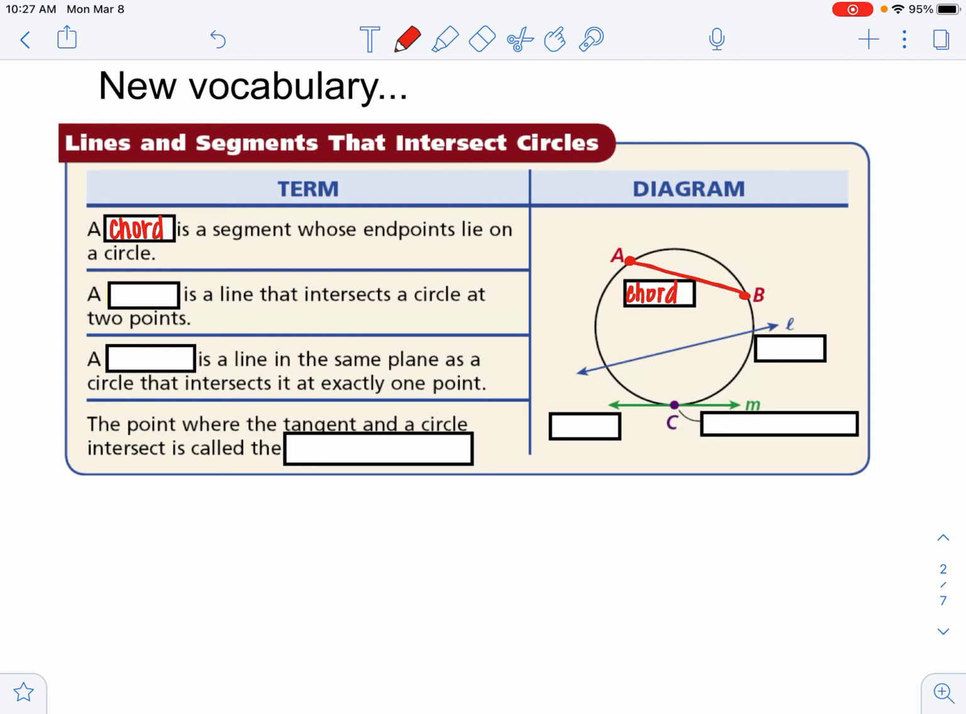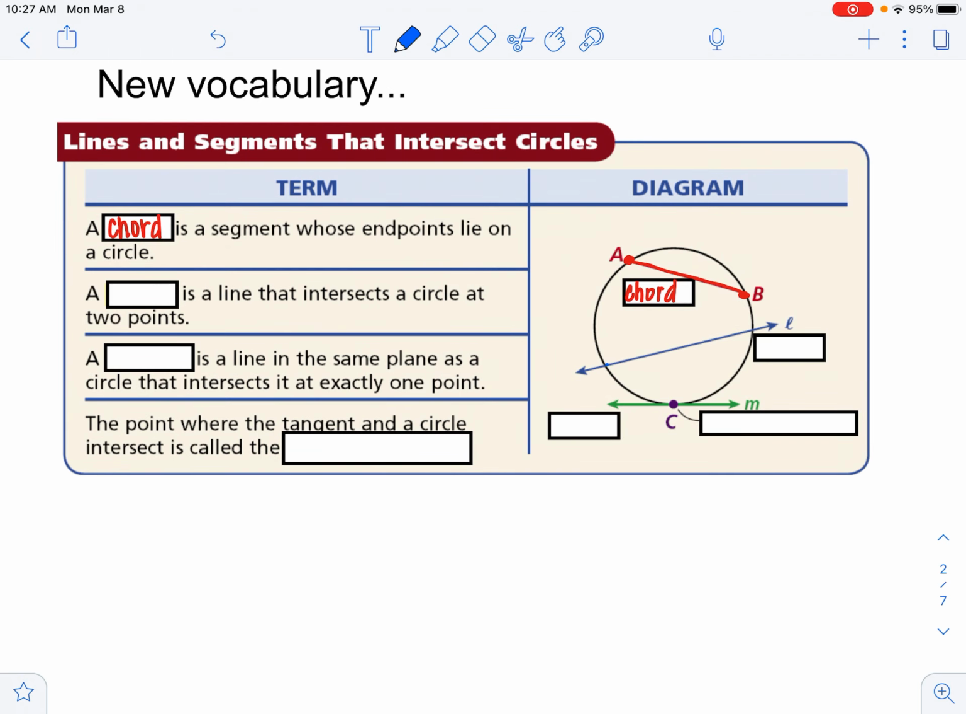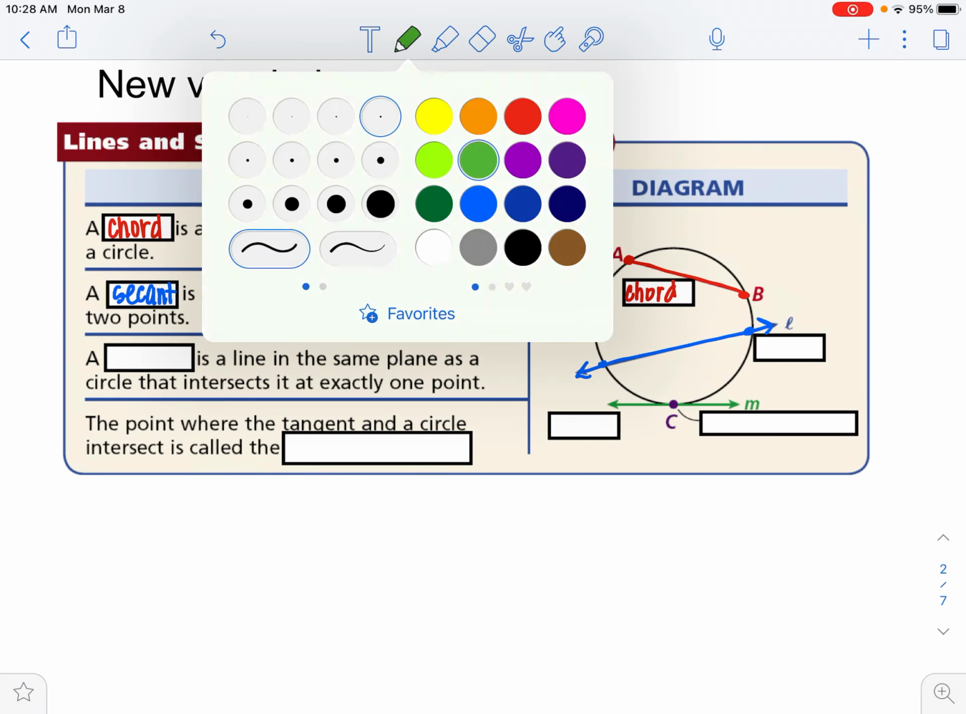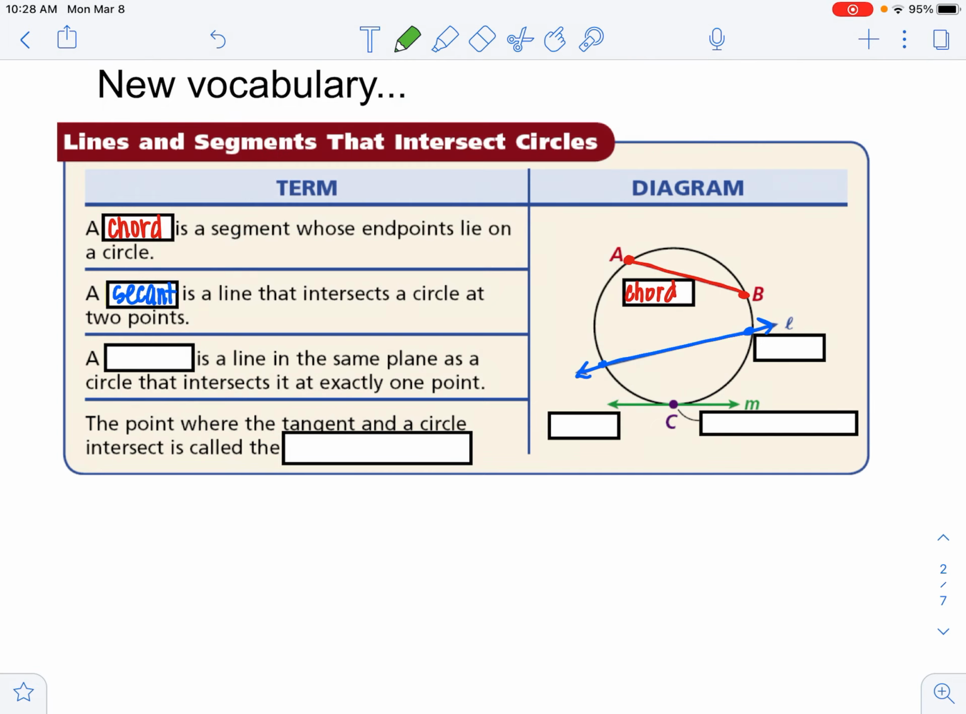All right, next we have a blank is a line that intersects a circle at 2 points. So if you look right here, if it was just from here to here, that's a chord. But notice it goes on forever and ever. So since it goes on forever and ever, and it intersects the circle twice, this is a secant. The D in my chord disappeared there. There we go.